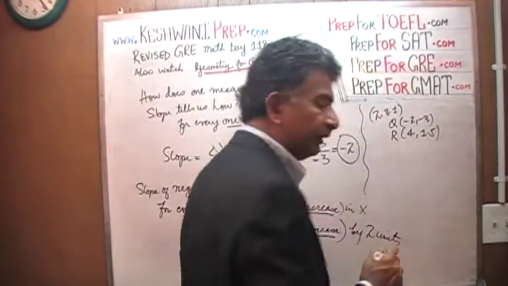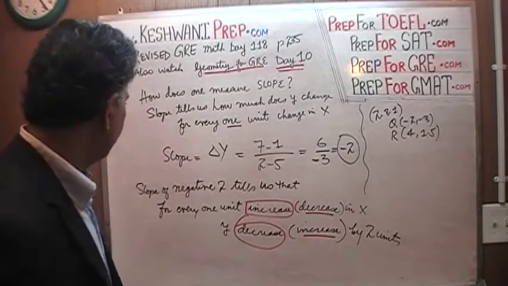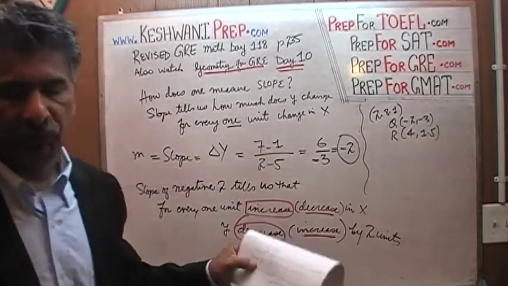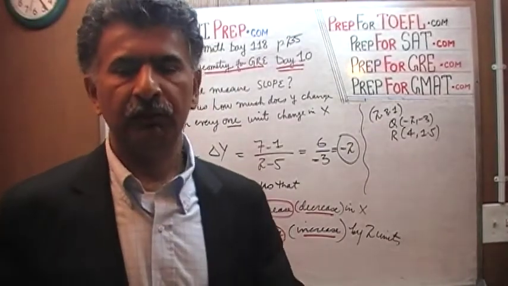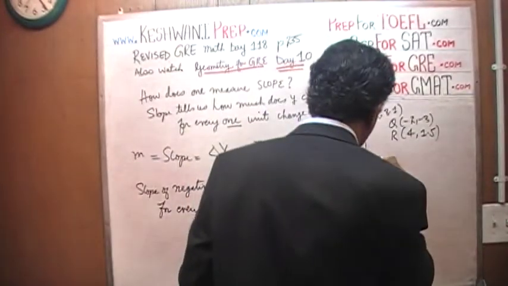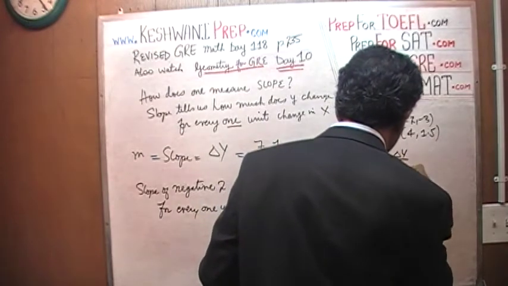The slope, and by the way, the symbol that is conventionally used in mathematics books for slope is M. Don't ask me why. That's just a convention, a norm, a tradition. That's what the mathematicians use to represent slope, M. So M here, the slope, equals the change in y over the change in x.